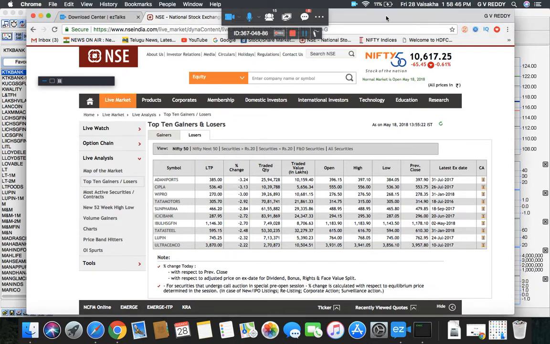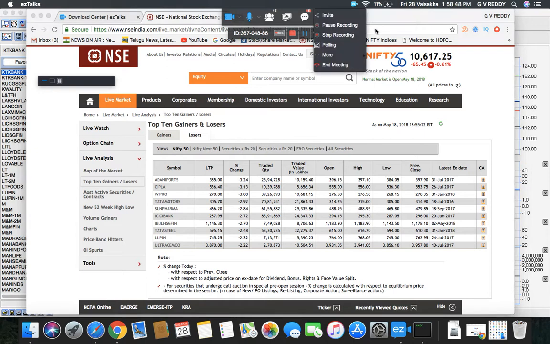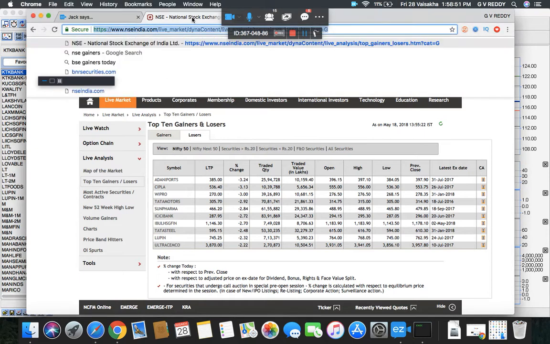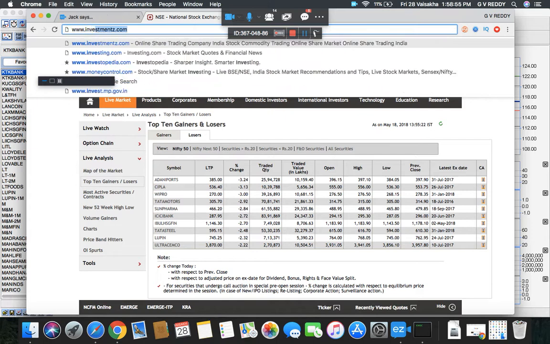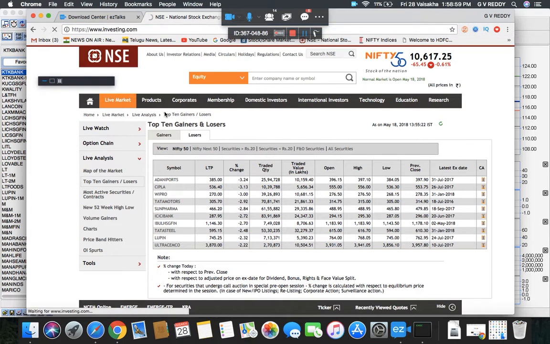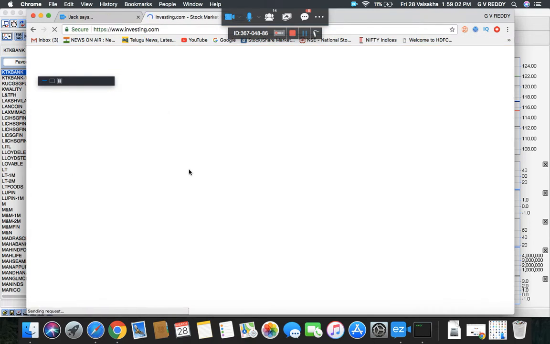The second target will be 122.80, and you can take up to 123, 124 as a target for Karnataka Bank. So this seems to be a good opportunity right now available for Karnataka Bank. Please don't do it in futures. Please try to do it in cash, because after 2:30 the real trend starts.